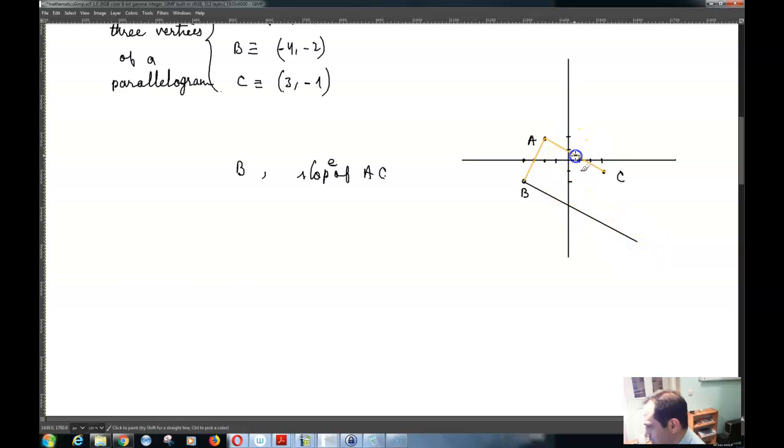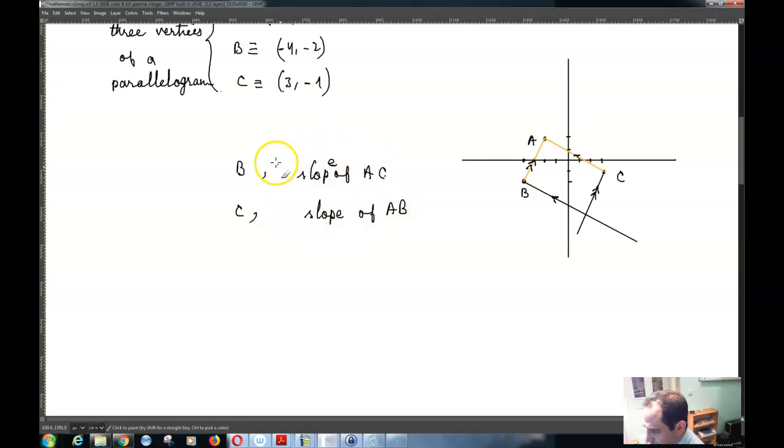Suppose that these two lines are parallel, and the line goes through this point. I can also find the equation of the line that goes through the point C and is parallel to AB, meaning the line is parallel to this line and goes through the point C. So it goes through the point C, and the slope of the line is the slope of AB.